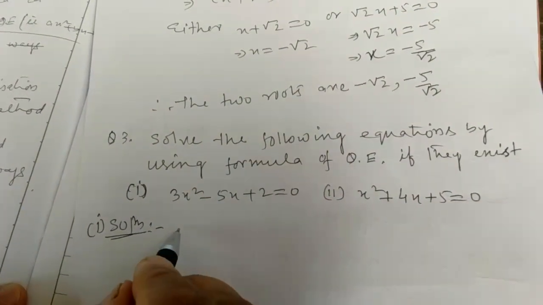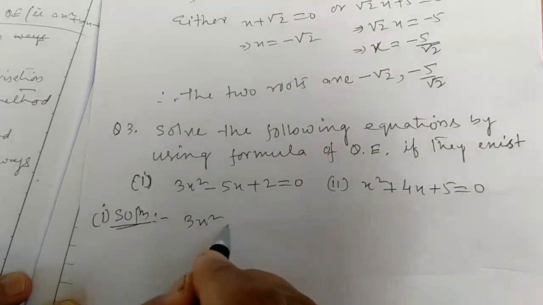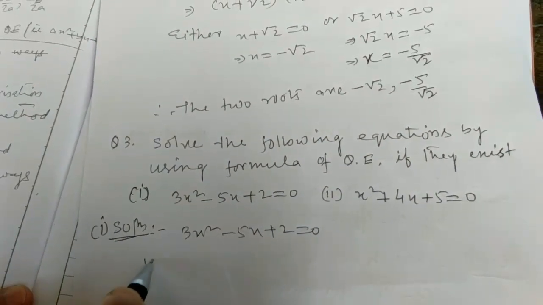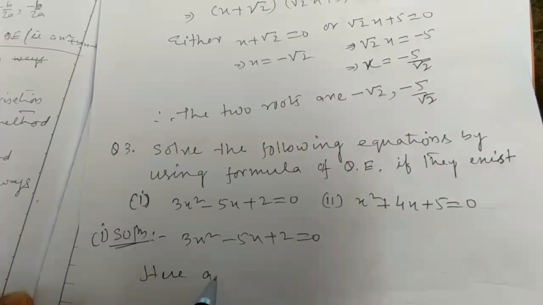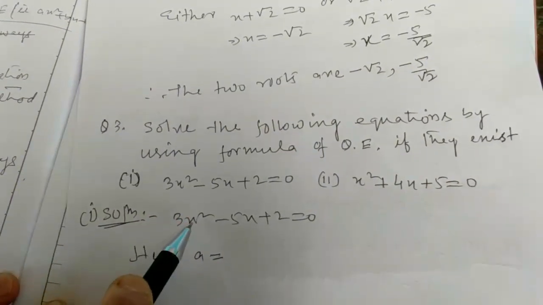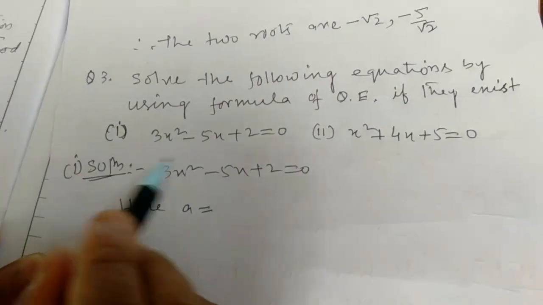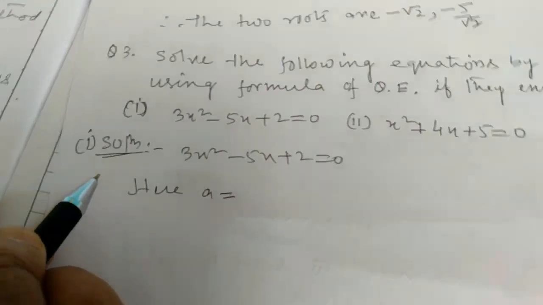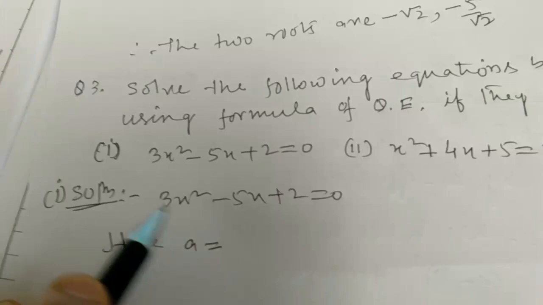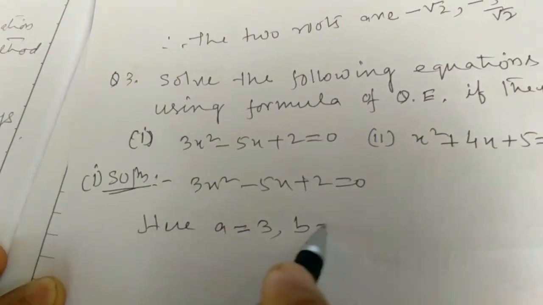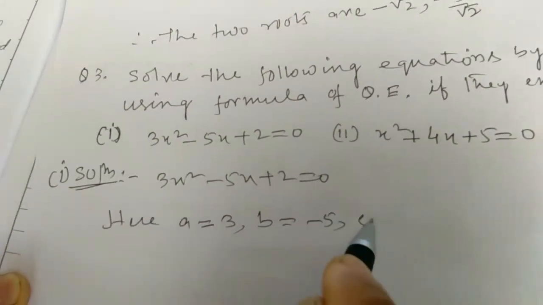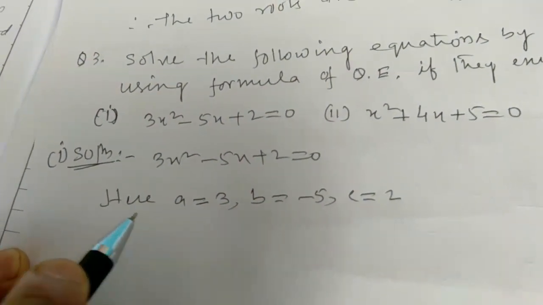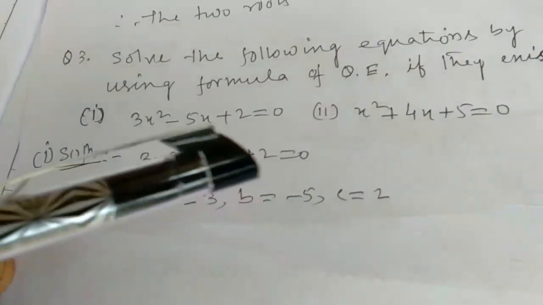So now number 1, let me show you. 3x square minus 5x plus 2 equal to 0. First we write a, the coefficient of x square. We have to compare with the standard form. The standard form of a quadratic equation is ax square plus bx plus c. So here a is 3, b is minus 5, c is 2. First we have to find the discriminant to check whether the roots exist or not.